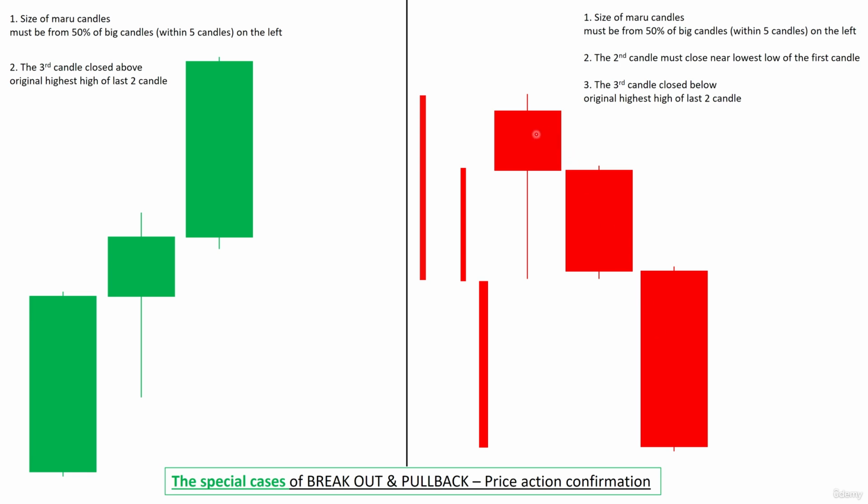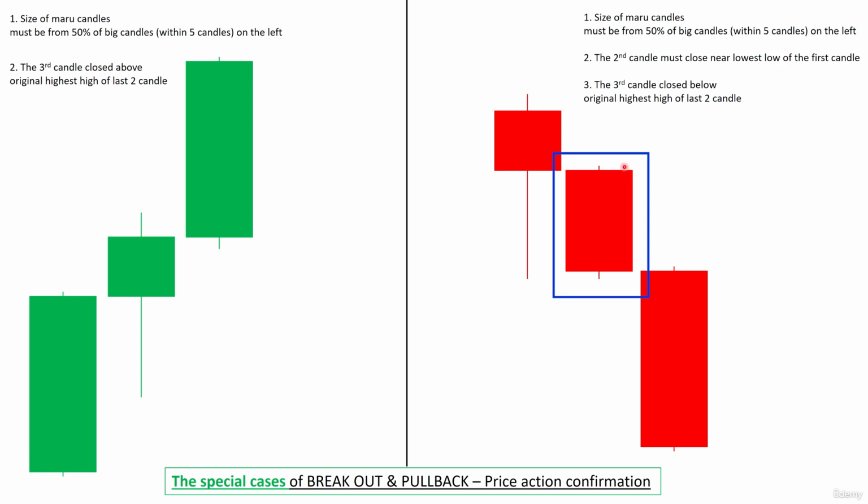Sometimes you can also see a pin bar candle right over here with a small body. But please don't worry, you just need to make sure that the second candle right over here closes right on the lowest low. That is okay, because we want to see that the selling pressure inside the second candle is absorbing the buying pressure inside the first candle, right? Therefore, you just need to make sure that the three-candle sequence right over here is okay.